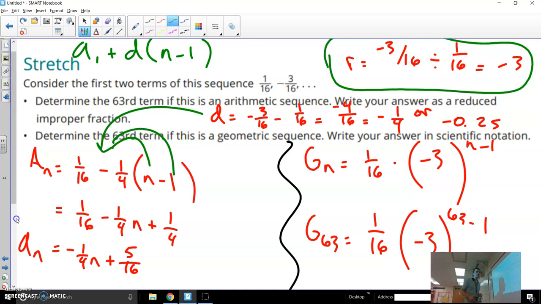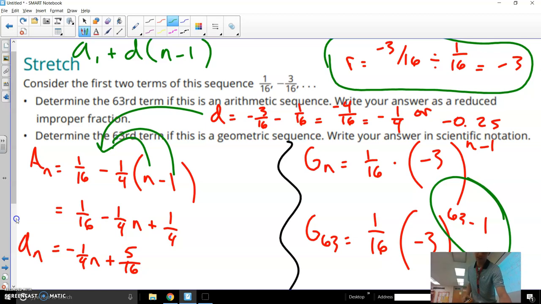So when I'm thinking about their formula, I've got my first number, a sub 1, which is 1 over 16. And then I've got my common ratio value, which is -3. I've got my formula fairly quickly. There's not a lot of simplification that's necessary. But I am using that formula to calculate the 63rd term. So now I'm plugging in that 63 in for the n value.